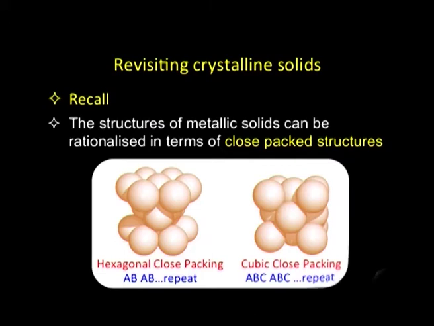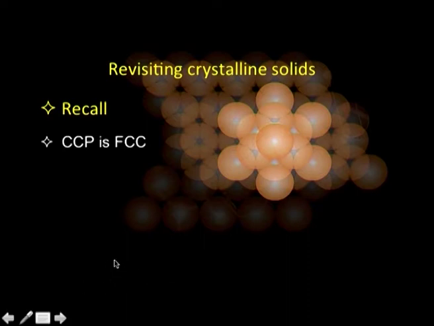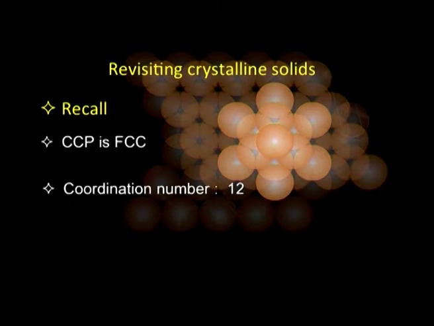You will also recall that CCP, that is the cubic close packed structure, is actually equivalent to the face centered cubic structure. That is the kind of picture we have. If I have a cubic close packed structure, that will come down to the face centered cubic structure. And in such a structure, the important thing is that the coordination number is 12. That is, each atom is surrounded by 12 neighbors. In a CCP, 6 will be in the same layer, 3 will be above it, and 3 will be below that.